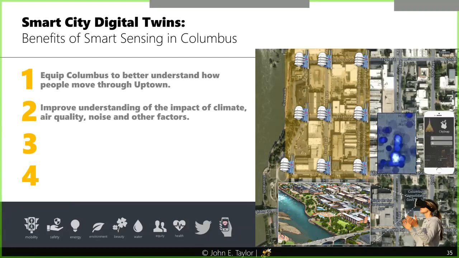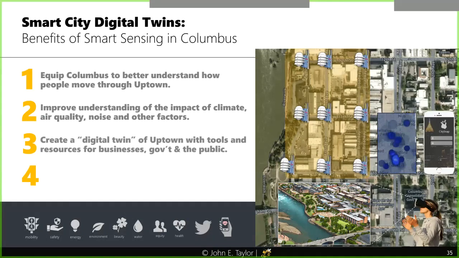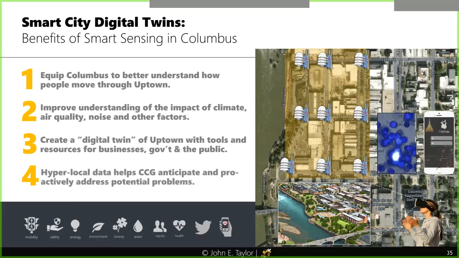We also hope to improve understanding of the impact of climate, air quality, noise, and other factors on people's mobility patterns, and to create this digital twin of the uptown that has tools and resources for business, government, and the public, to improve public safety at intersections, for example.